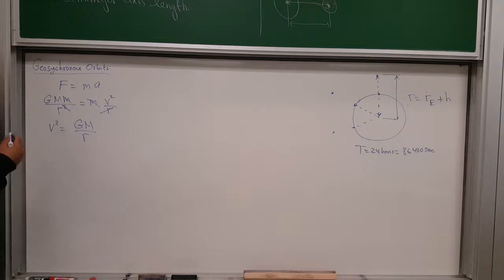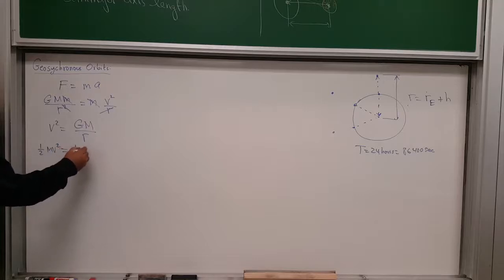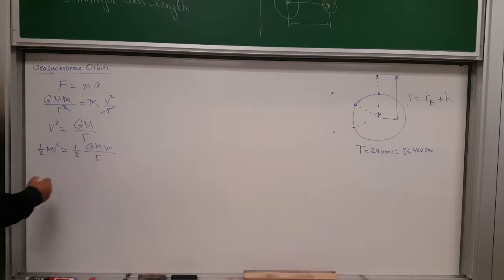And if I want the kinetic energy, I will multiply by half m on both sides. So I have 1/2 mv squared equal to 1/2 G capital M, and I'll put the m here, divided by r. So this is the kinetic energy of the object.